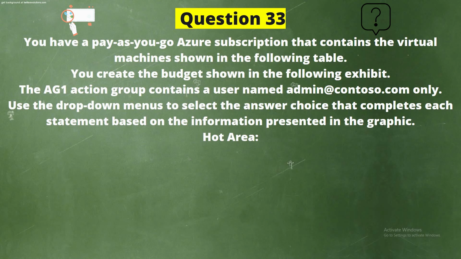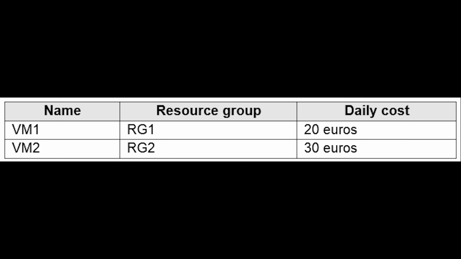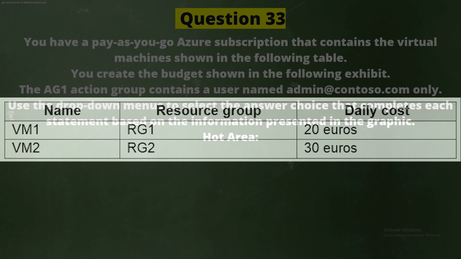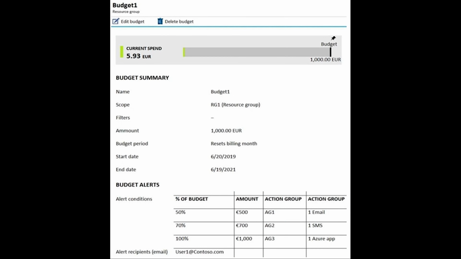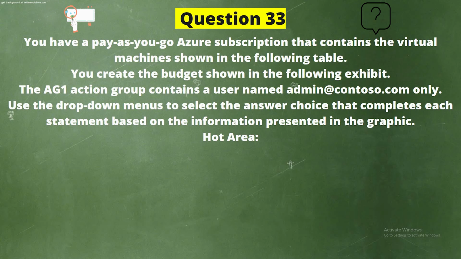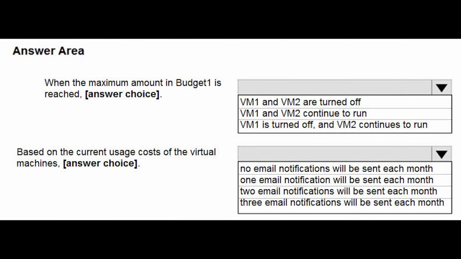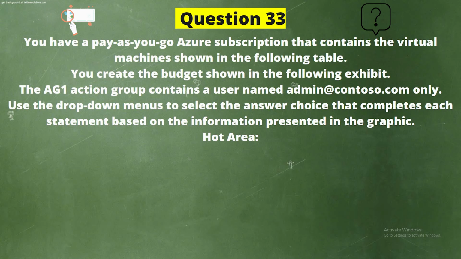Next question. You have a pay-as-you-go Azure subscription that contains the virtual machines shown in the following table. You create the budget shown in the following exhibit. The AG1 action group contains a user named admin@contoso.com only. Use the drop-down menus to select the answer choice that completes each statement based on the information presented in the graphic. Now, here are the options.